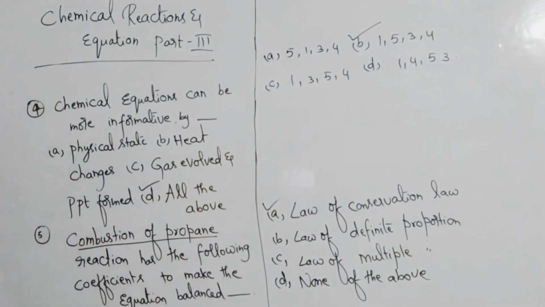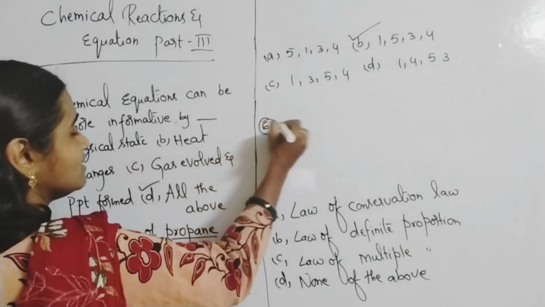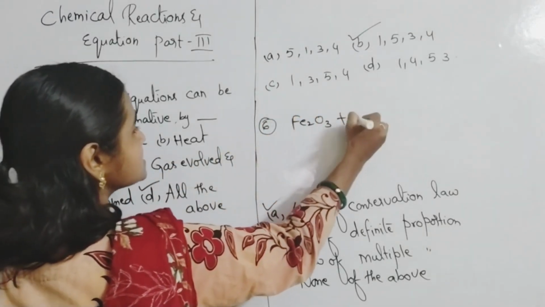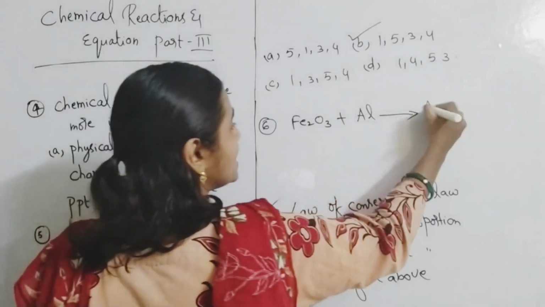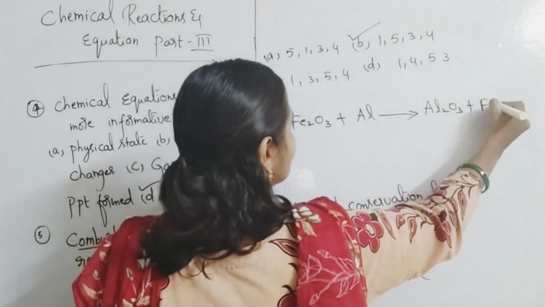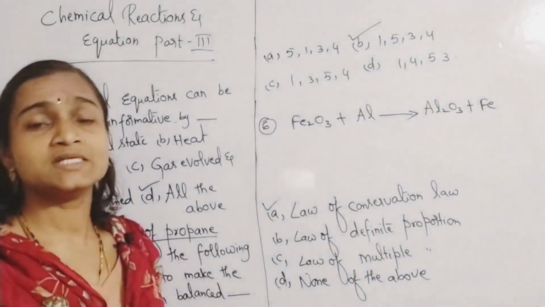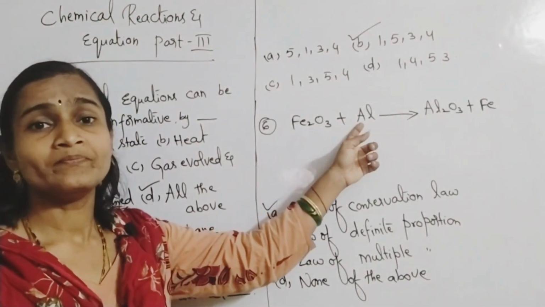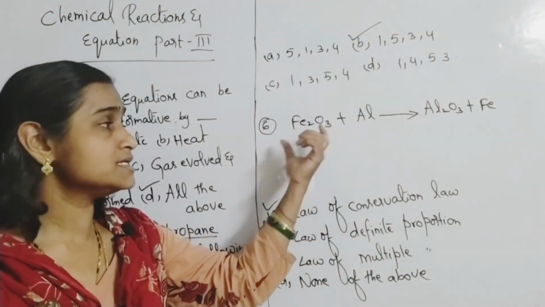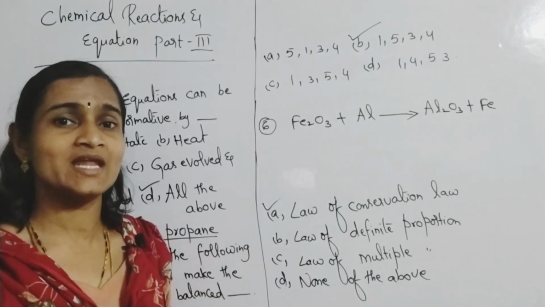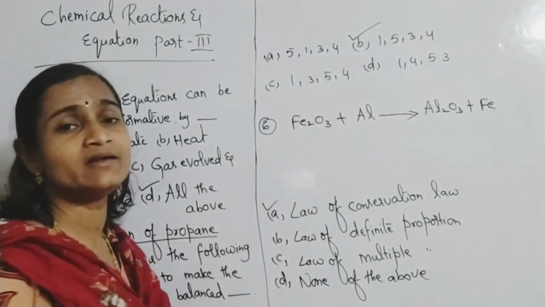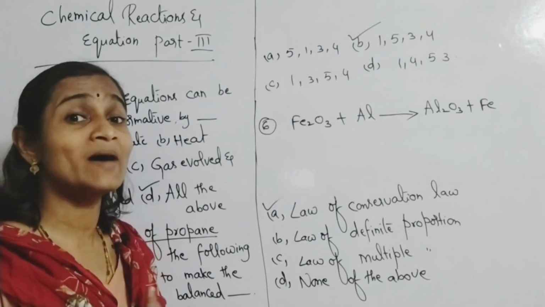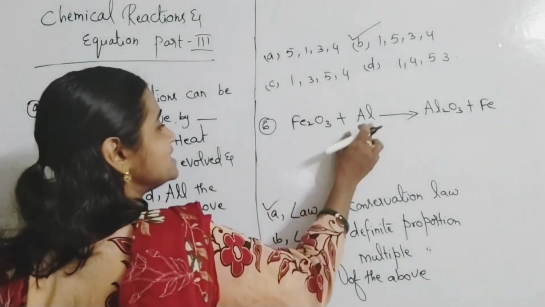Okay, same like that, another question is also there. Sixth one: Fe2O3 plus Al gives rise to Al2O3 plus Fe. This reaction is actually a thermite reaction. Aluminium is the best reducing agent here. This is a very nice exothermic reaction as well. Here also he is asking you to find the coefficients of the balanced equation. So please check here.